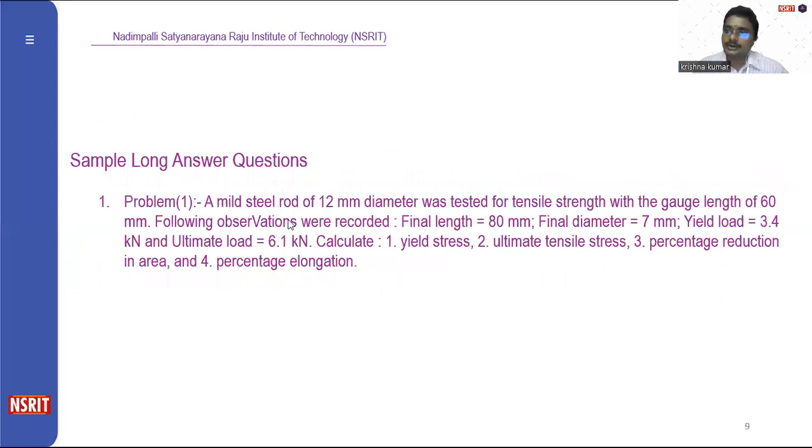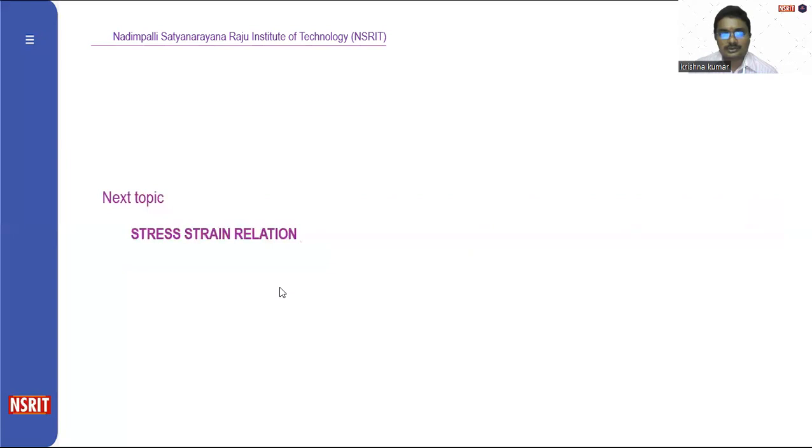Next, another problem we are going to see. A mild steel rod of 12 diameter was tested for tensile strength and has a gauge length of 60. The following observations were made: final length is 80, final diameter of the specimen is 7, yield load is 3.4 kilonewton, and ultimate load is 6.1 kilonewtons. They have asked us to calculate the yield stress, the ultimate tensile stress, the percentage reduction in area, and the percentage of elongation.